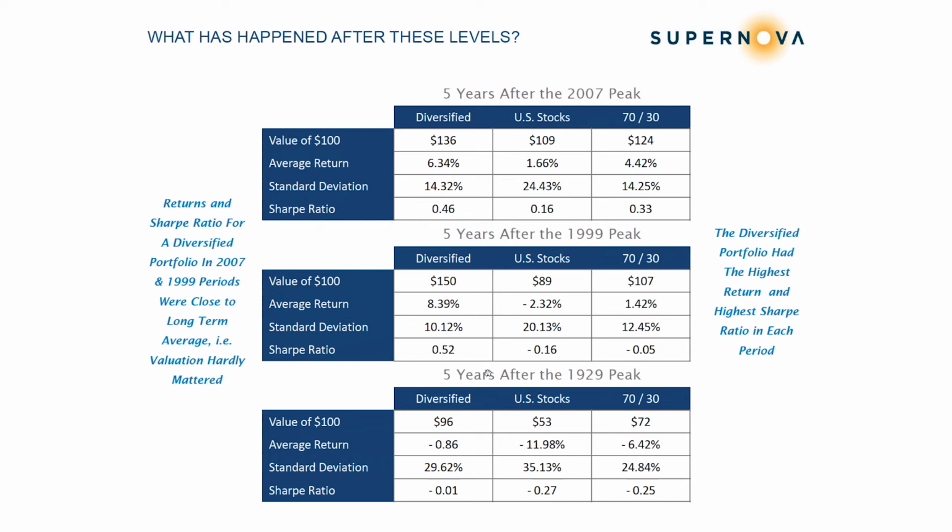Let's go down to the bottom rectangle. 5 years after the 1929 peak. I call this one depressing. I guess that's why they called it the Great Depression. 5 years later, that diversified portfolio would have fallen to $96. US stocks and that 70-30 portfolio both got crushed. What's interesting to note is that in a little event called the Great Depression, being diversified would have preserved the value of your assets. This would have been a game changer.